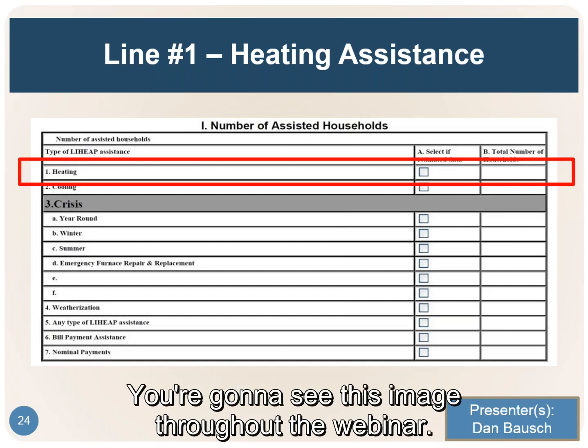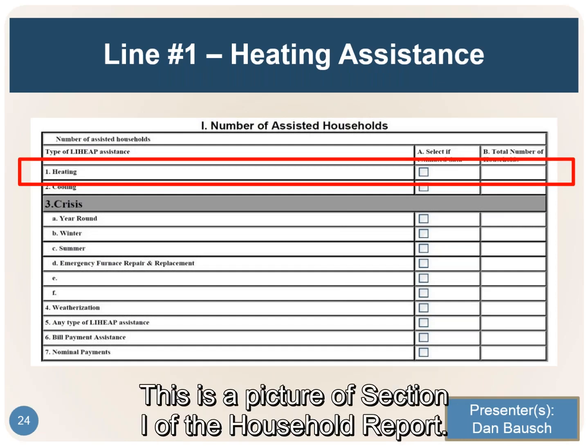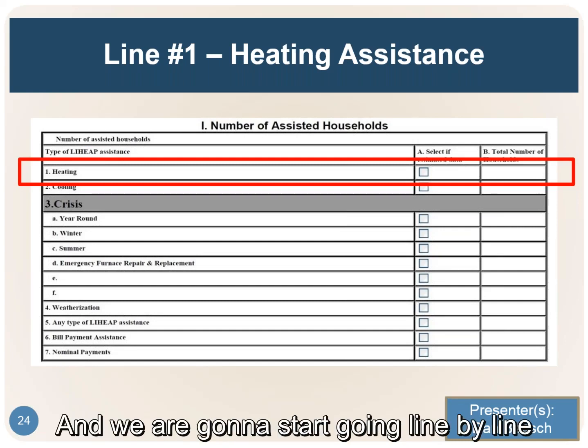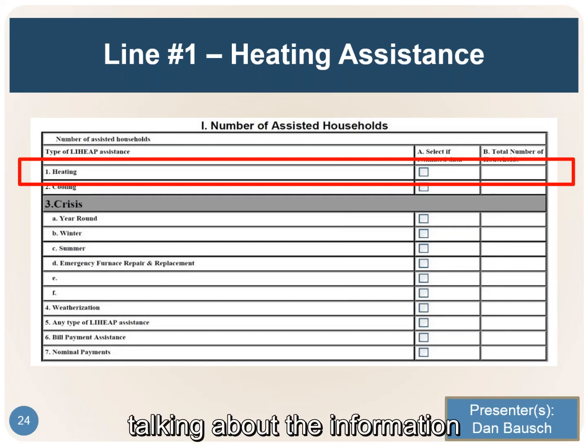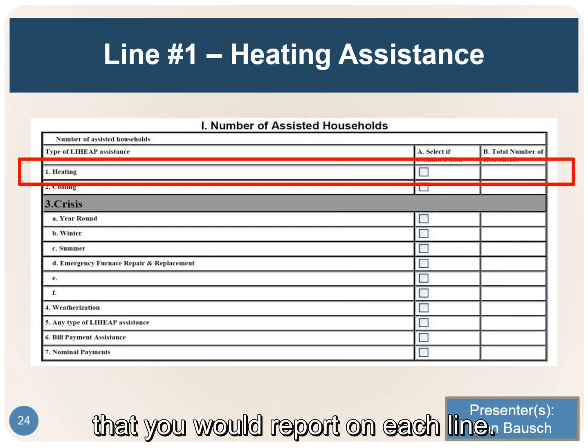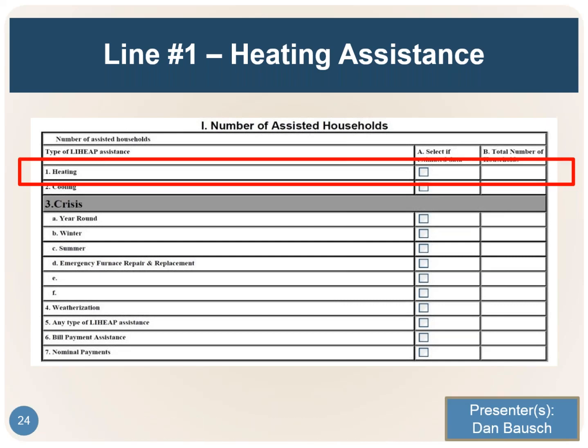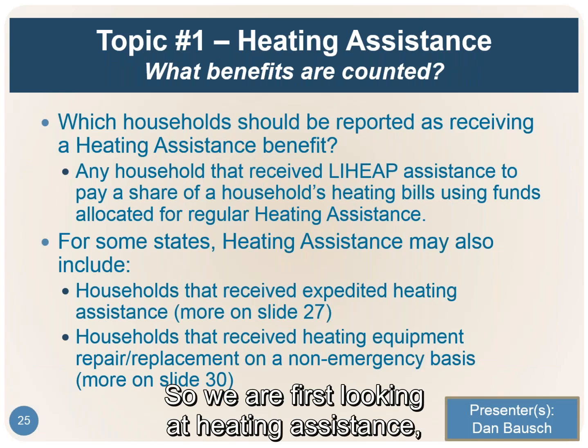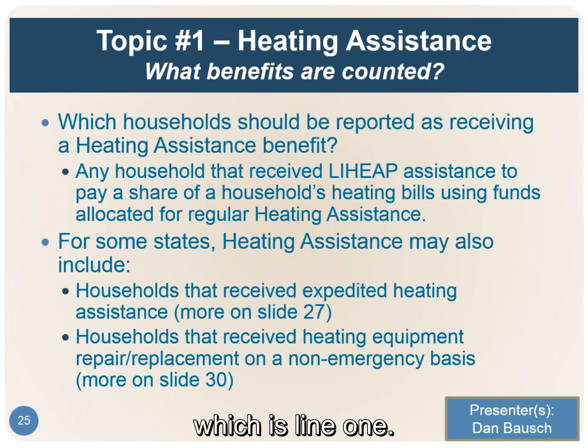You're going to see this image throughout the webinar. This is a picture of Section 1 of the household report, and we're going to start going line by line, talking about the information that you would report on each line. So we're first looking at heating assistance, which is line 1.